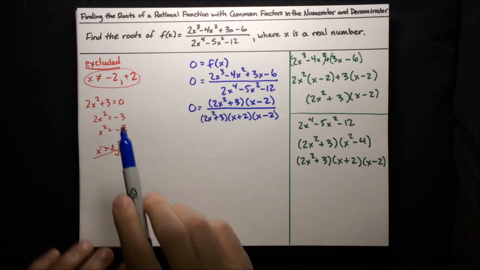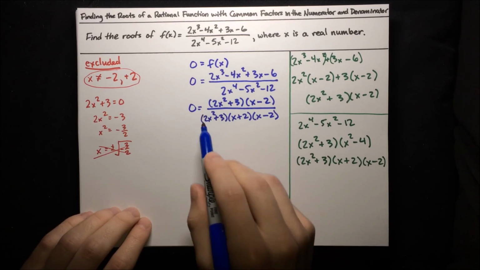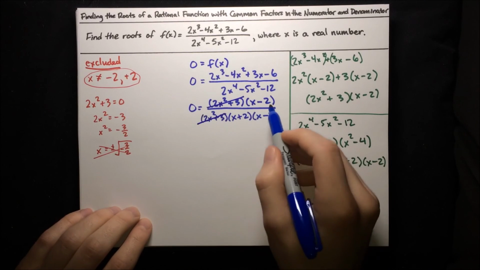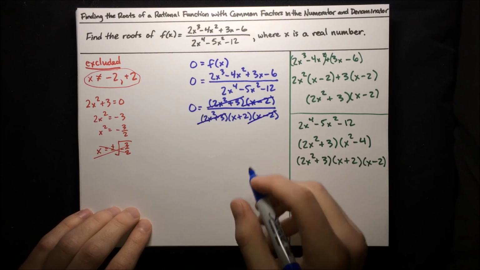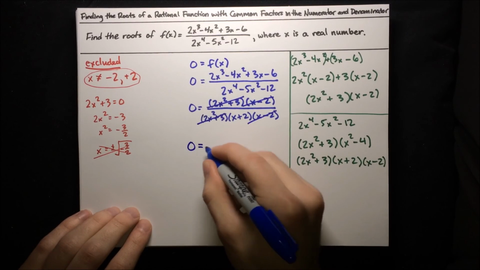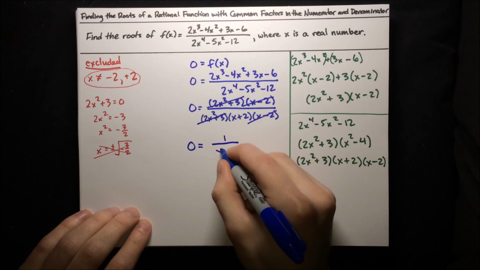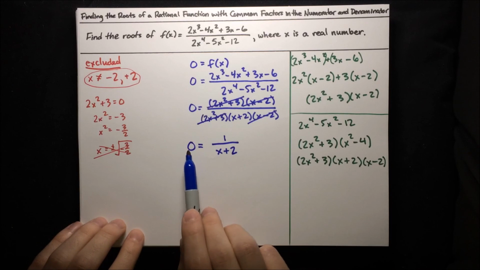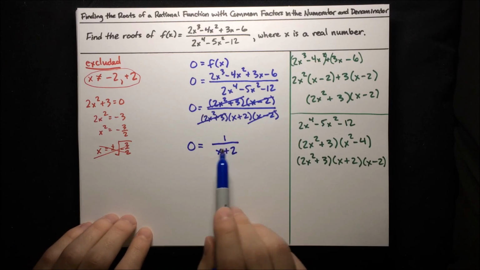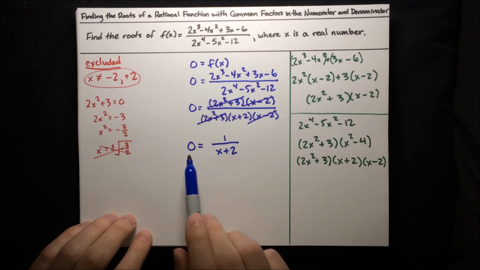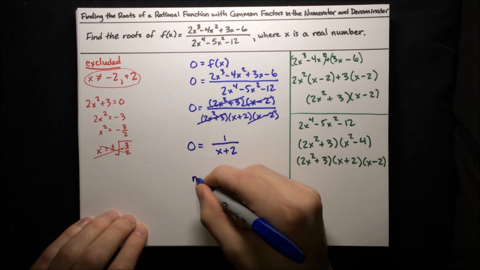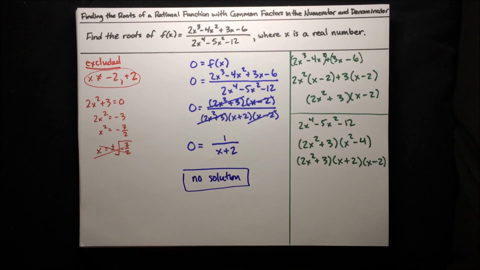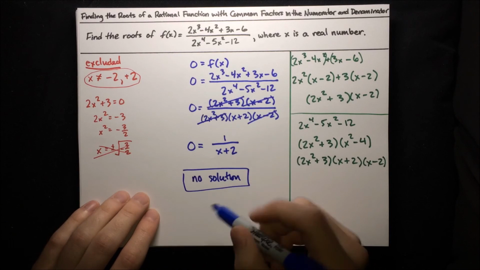Okay, great. So now we've got our excluded solutions, and we can go ahead and cancel terms here. So 2x^2 + 3 cancels on top and bottom, and x - 2 cancels on top and bottom, and what we're left with is just 0 = 1/(x + 2). But the numerator of this fraction is never equal to 0. It's just a constant 1, so no matter what we plug in for x, we'll never get that numerator equal to 0. So this equation just has no solution. And as a result, f(x) has no roots.